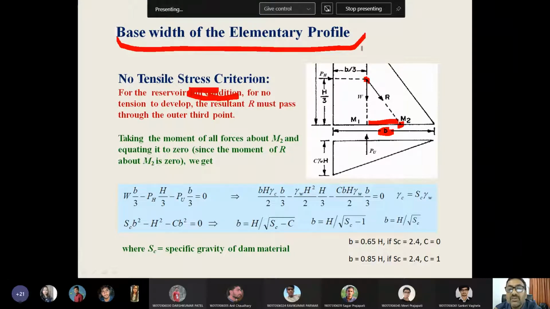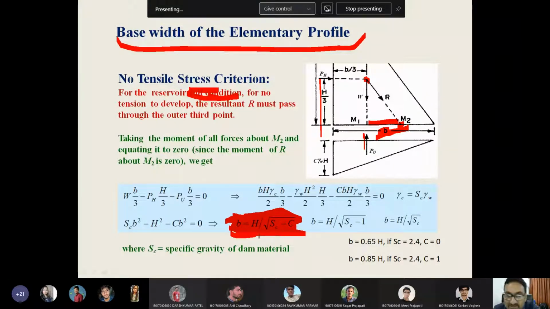This is PH, and this is H by 3, and this is PU, and this is also B by 3. So if you substitute the values of forces, then we get this equation and this equation. If you substitute all the earlier equations for PH, W, PU, then finally we get this equation: B is equal to H.